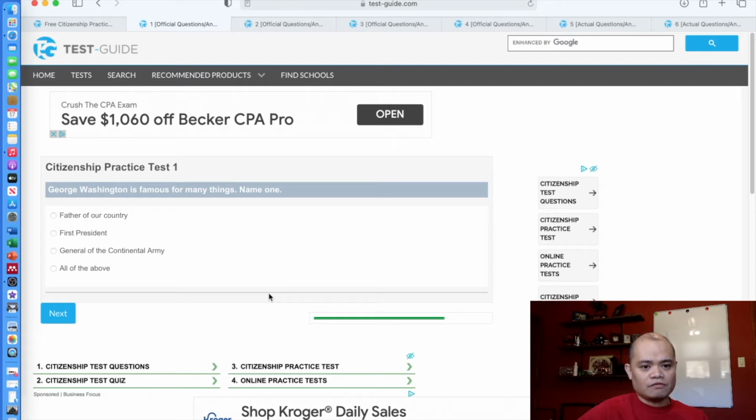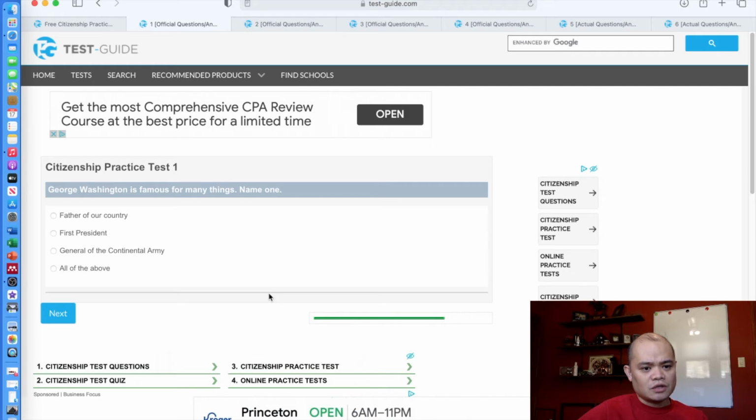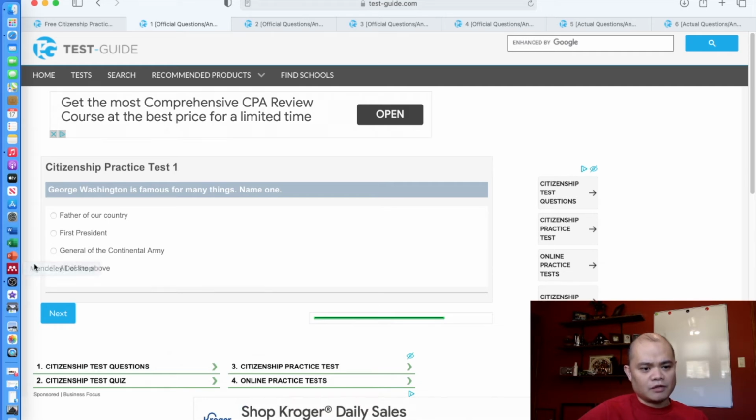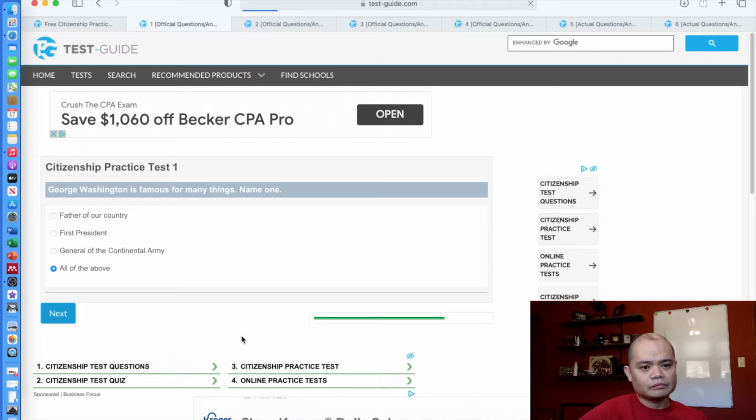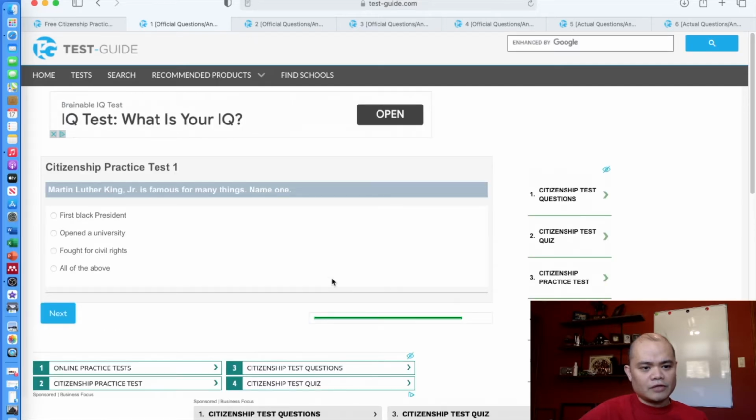George Washington is famous for many things. Name one. Father of our country, first president, general of the Continental Army, all of the above. Yes, all of the above. Abraham Lincoln is famous for many things. Name one. Freed the slaves, Emancipation Proclamation, saved the Union, led the United States during the Civil War, all of the above. Martin Luther King Jr. is famous for many things. Name one. That would be he fought for civil rights.